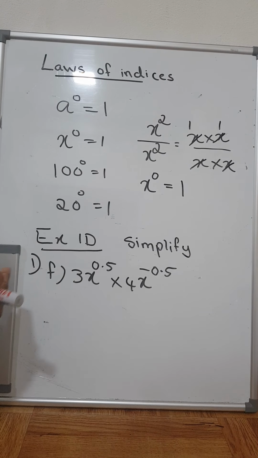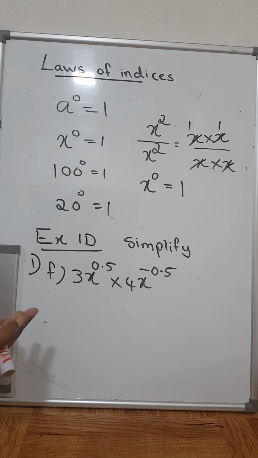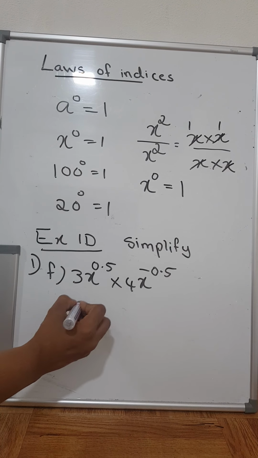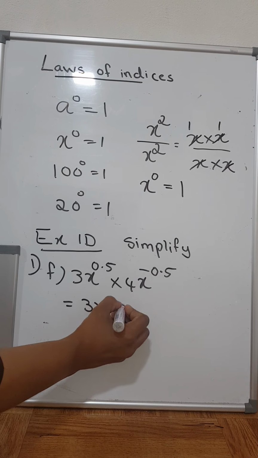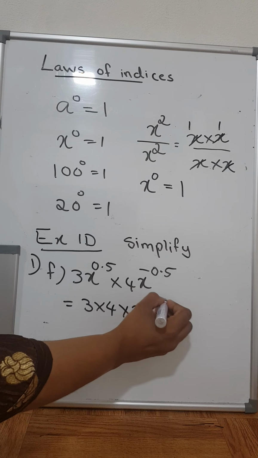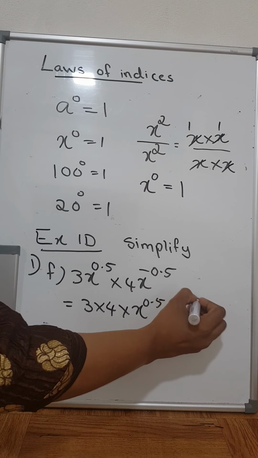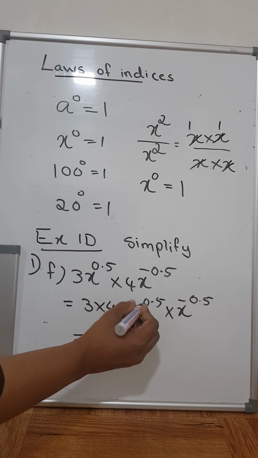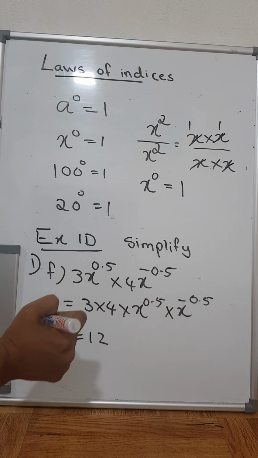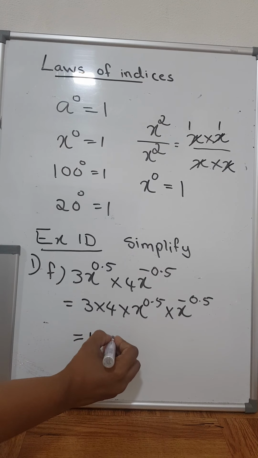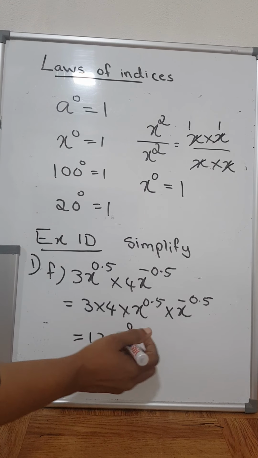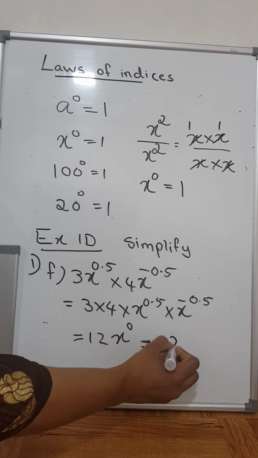How will we simplify? First I will rearrange it. It's not necessary, you can just directly do it. So I'm going to rearrange it. 3 times 4 times x to the power 0.5 times x to the power minus 0.5. 3 times 4 is 12, x to the power 0.5 plus minus 0.5, that is x to the power 0. x to the power 0 is 1, so 12 times 1, that is equal to 12. Good, right?